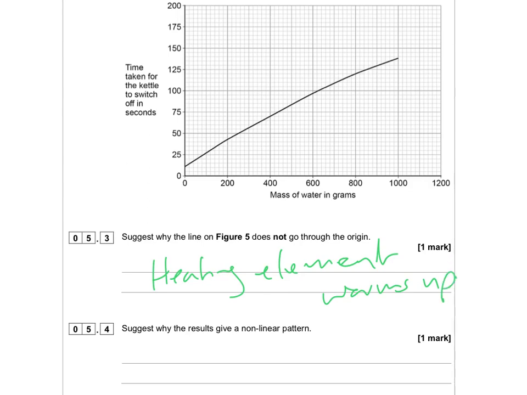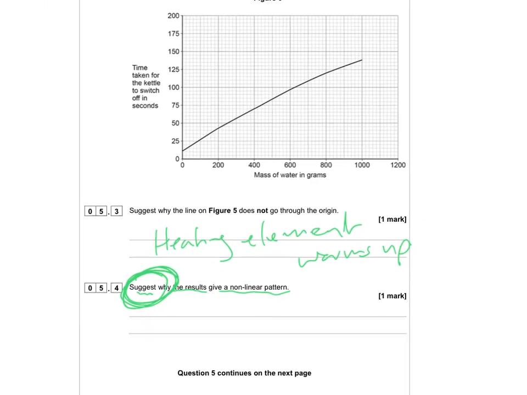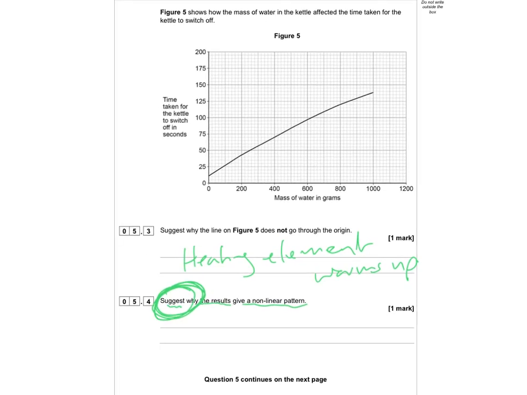Okay, this was a really tricky one here. Suggest why the results give a non-linear pattern. This keyword here, suggest why, the command word, means we've got to give reasons for it. Now, it is just a one mark question. But I think what we can see from the graph is there's a lot of explanation here that could show you how to really analyse these graphs.